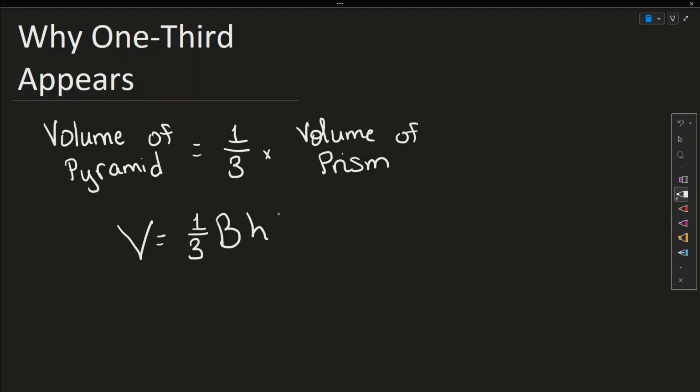This 1/3 relationship is very important, and it's worth helping students understand with models if possible. If students only memorize the formula, they may forget it. But if they know the pyramid is a smaller, pointed version of the prism, the factor of 1/3 feels more meaningful.